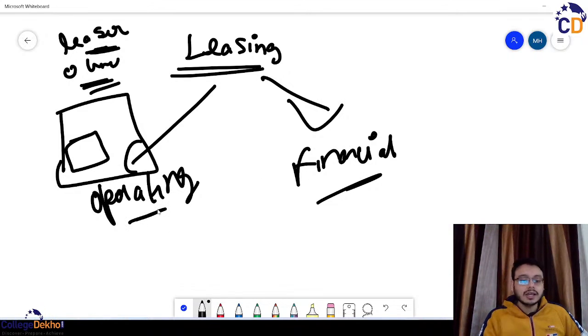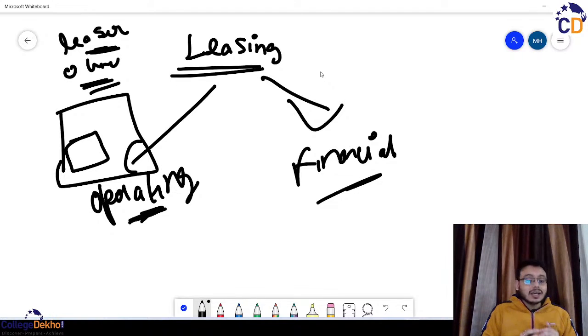So what happens in the case of an operating lease? The ownership does not pass on to the lessee, the person who is making the contractual payments, either monthly or yearly. It is a short duration contract, and once that period is over, either the person can renew the contract to live in that apartment or flat, or to work in that office for a subsequent period of time, or the person can cancel the contract.